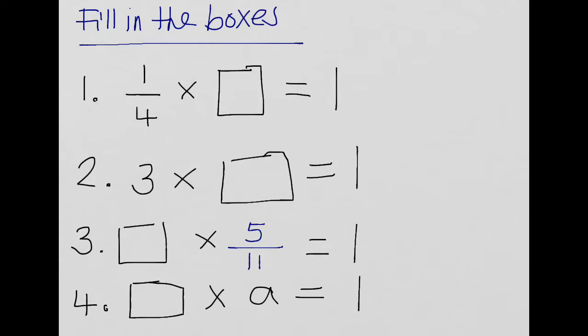1/4 multiplied by its reciprocal, it's 4. 3 multiplied by its reciprocal, 1/3. Here, multiplying by its reciprocal, 11/5. And here, we're even doing algebra now, 1/a. If you've managed to do that, that is really, really good. Well done. Fantastic. And one last challenge, because it's always good to challenge ourselves when we're doing so well.